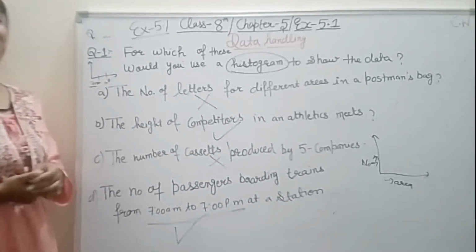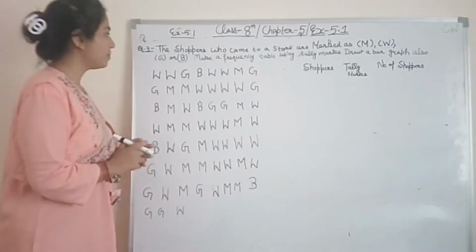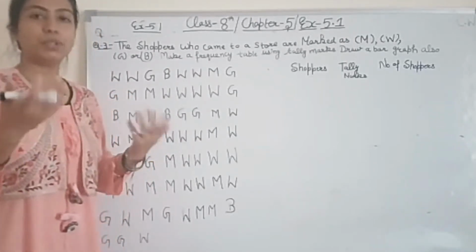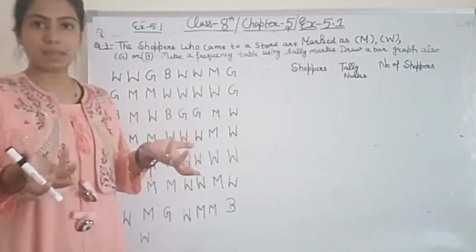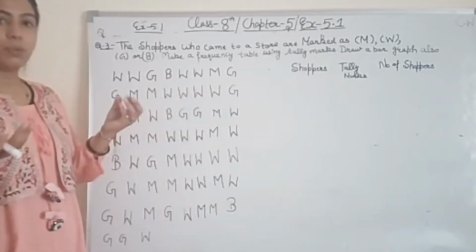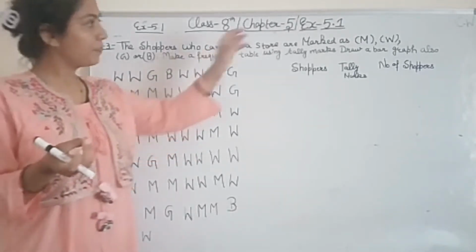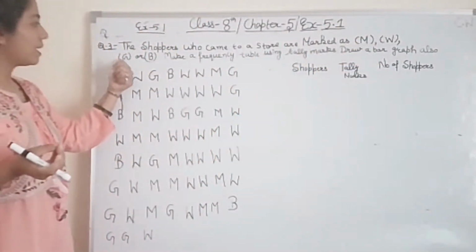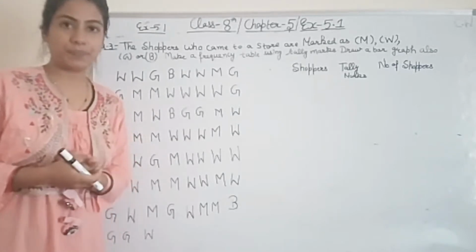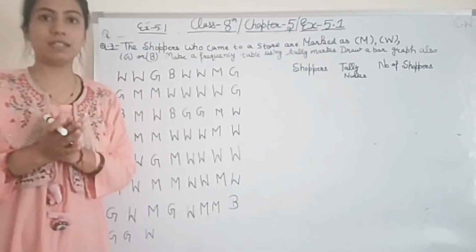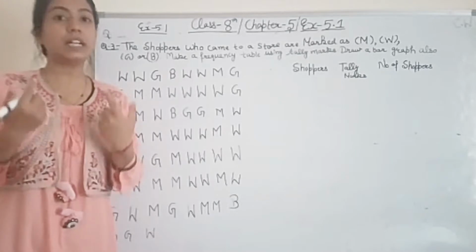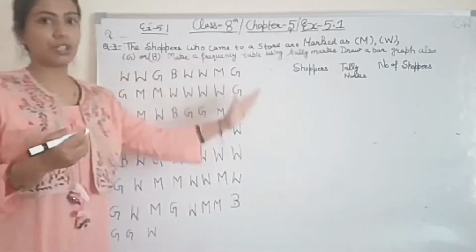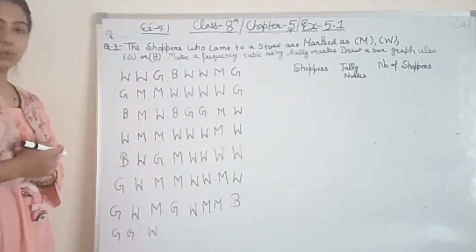Now coming to our question number 3. Shoppers who came to a store, the shoppers who went to a store to buy something, to purchase something, and there the variety of shoppers are: men stand for M, women stand for W, boys stand for B, and G for girl, right? And they have maintained a list of how many shoppers came in a day in that particular shop. Okay, for that this data is given to you in your book.